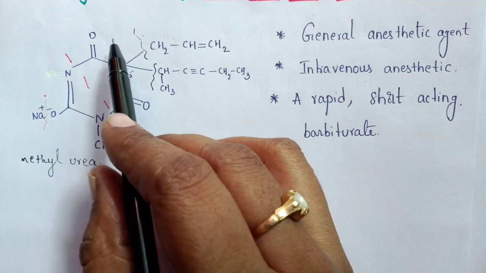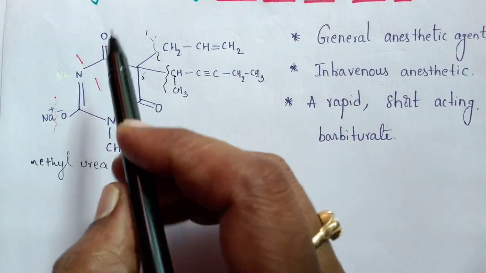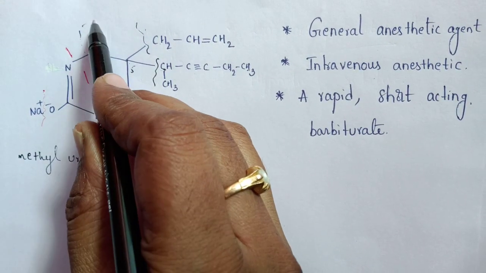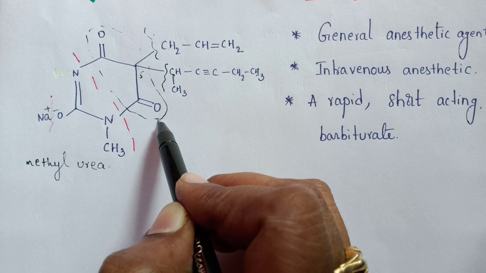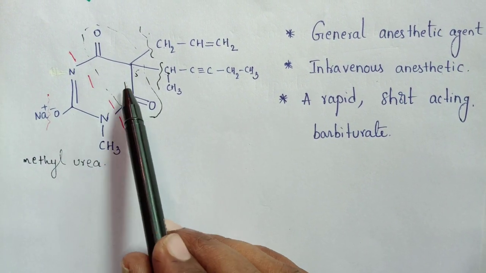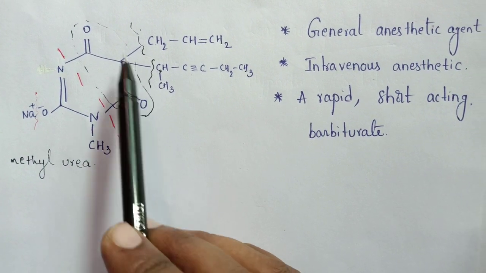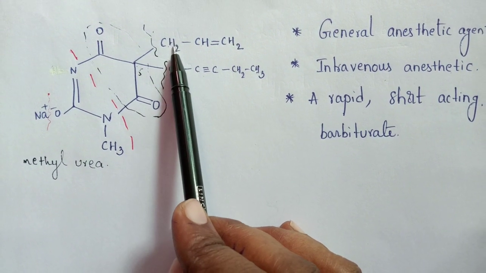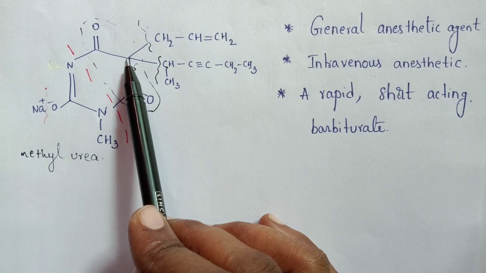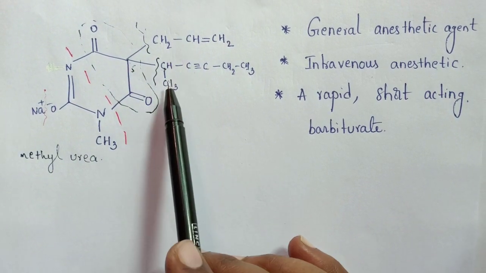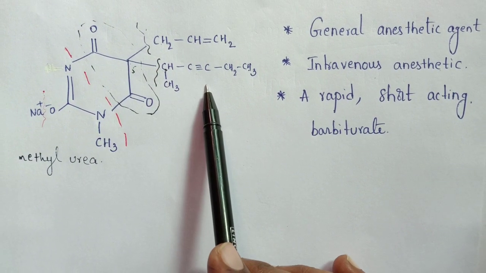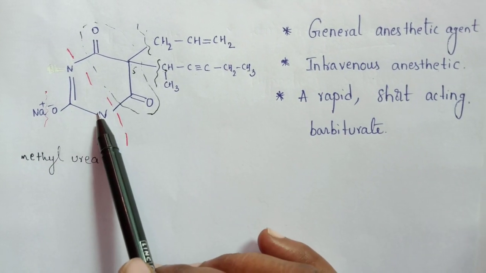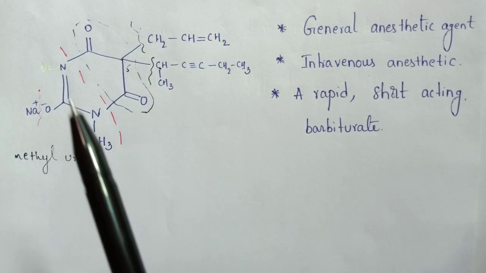Another part is diethyl malonate. Always for the synthesis of barbituric acids we have to use two molecules: urea and diethyl malonate. The first step is diethyl malonate treated with 3-bromopropene, giving a product substituted at the fifth position with this functional group; next with 2-bromohexane, giving another molecule. Finally we have to condense with urea, methyl urea, and it gives methohexital sodium.